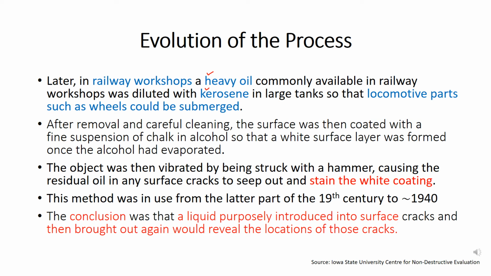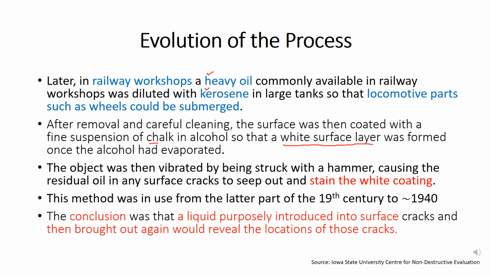After that, a very fine suspension of chalk and alcohol was created, meaning chalk powder was mixed with alcohol. This suspension was sprayed over the wheel, which had initially been submerged in this oil solution. And after spraying this suspension, the alcohol evaporates from the surface, and it leaves a very white and fine surface layer of chalk over the surface.